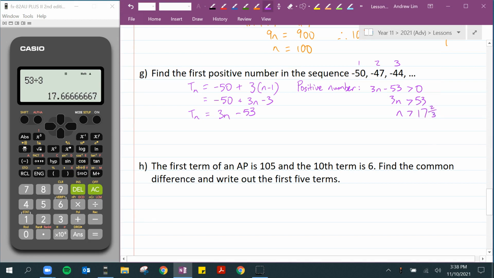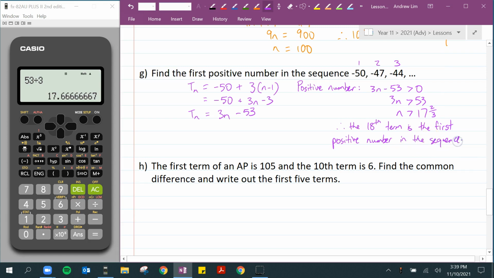So that means I'm looking for the 18th term, because n has to be greater than 17 and 2/3. Therefore, the 18th term is the first positive number or term in the sequence.